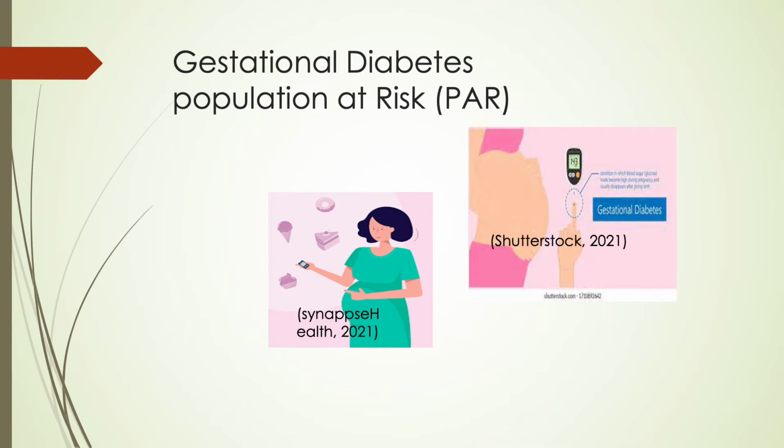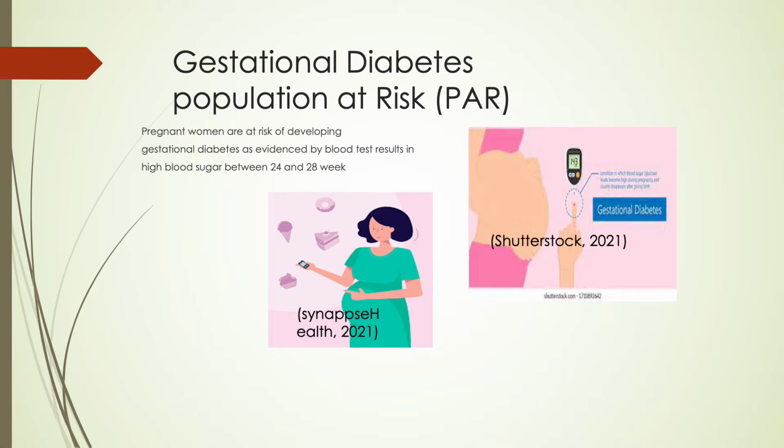So, what population would be at risk for gestational diabetes? I would say pregnant women. During pregnancy, they normally would have a blood test between 24 weeks and 28 weeks to test their blood sugar. If their blood sugar is high, that means they probably have gestational diabetes.